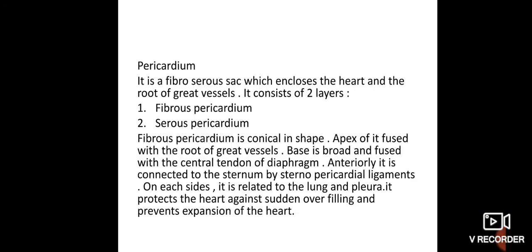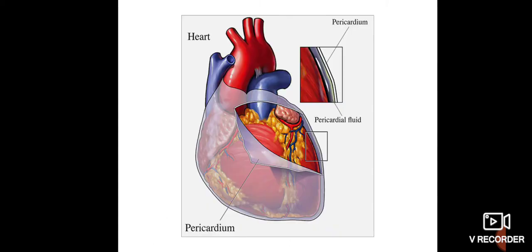Then on either side the pericardium is related to the lung and the pleura. So the function of the pericardium is to protect the heart against sudden overfilling as well as to prevent the expansion of the heart.